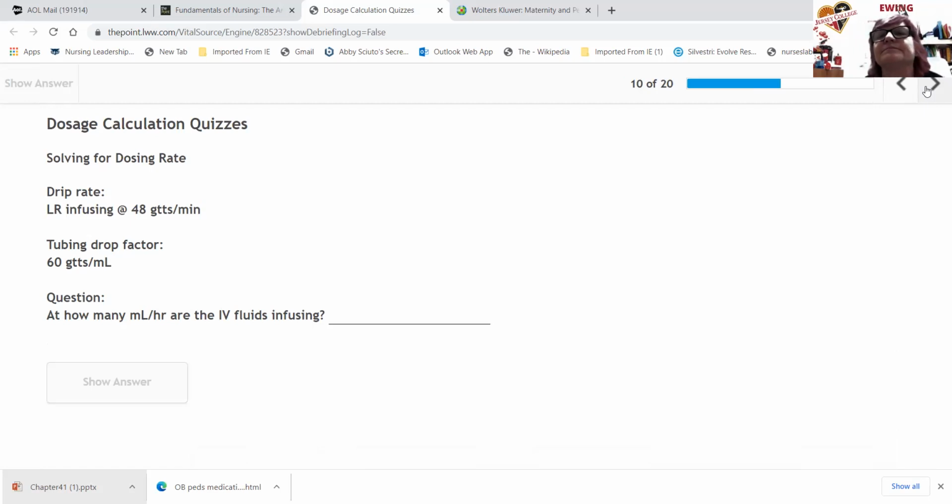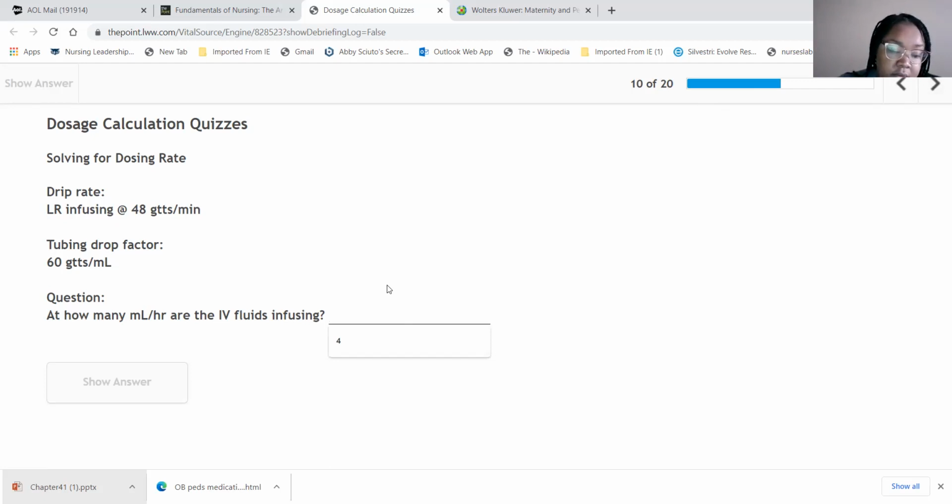What's it asking? The mLs per hour. So the first thing you have to do is convert that drop rate into an hourly rate. Okay. Got 40 mLs an hour. I got 48. Yeah, I missed something.